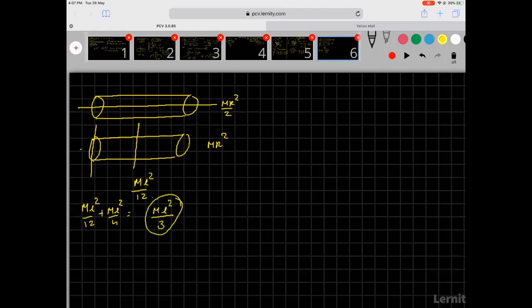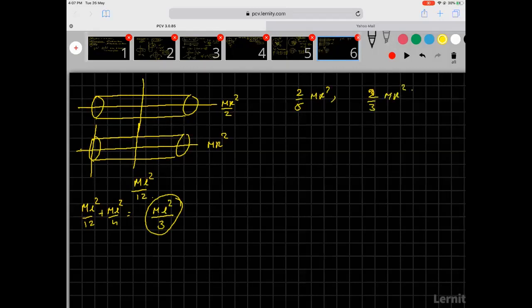Okay. So you have about this axis and about this axis. Then you have solid spheres. Solid sphere is 2 by 5 m r squared. Then you have hollow sphere, 2 by 3 m r squared.